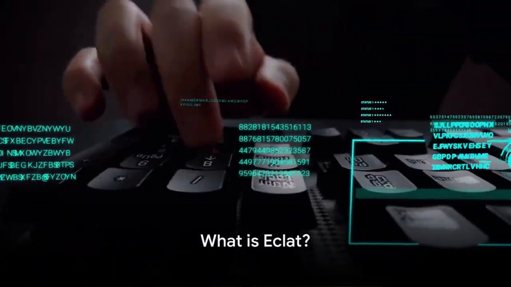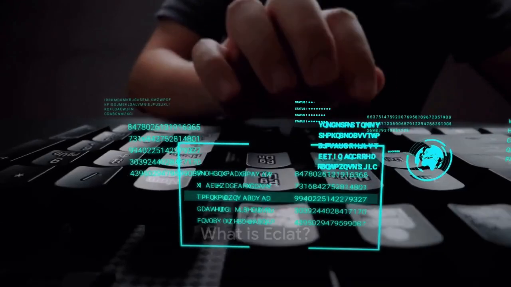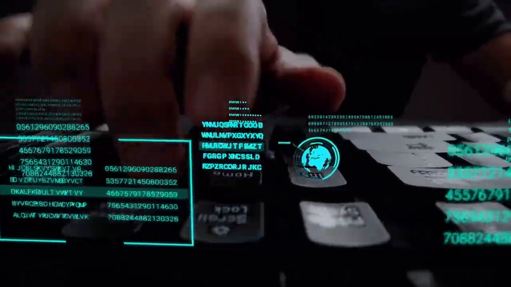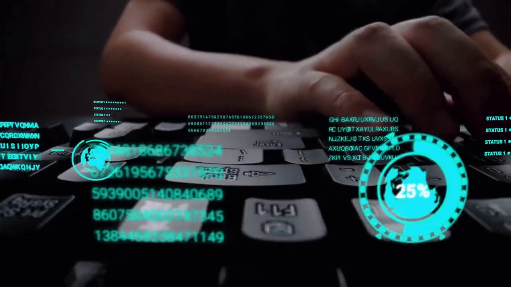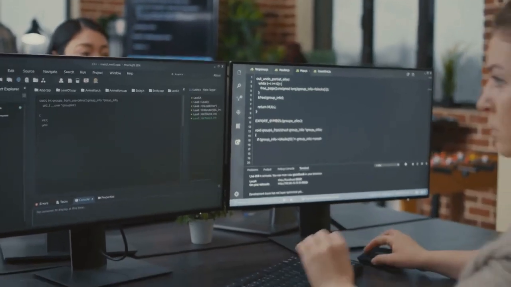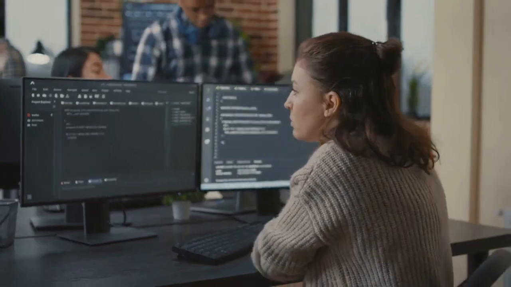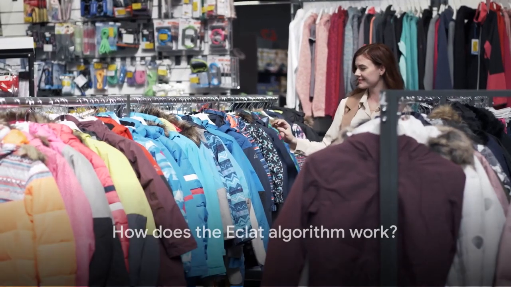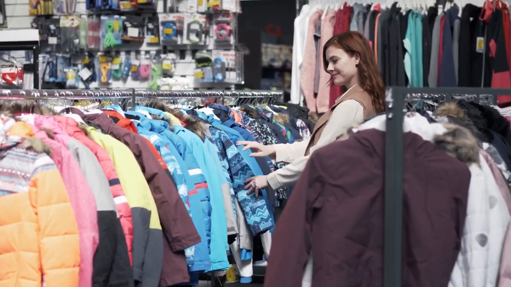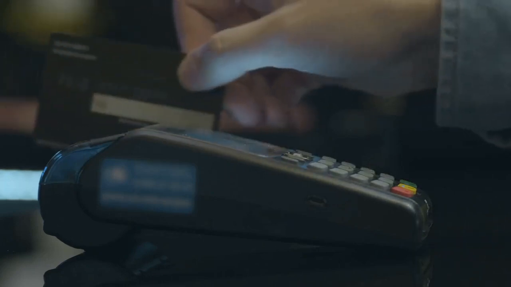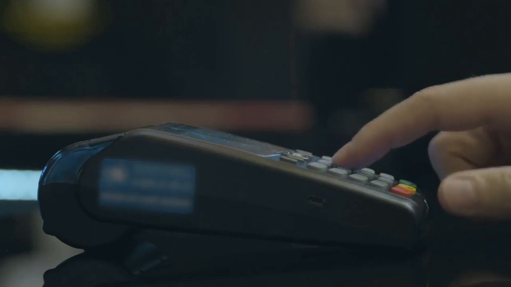Eclat, which stands for Equivalence Class Clustering and Bottom-Up Lattice Traversal, is an algorithm that helps in finding frequent item sets in a transaction database, which in turn aids in generating rules for recommendation systems. So how does the Eclat algorithm work? Imagine a store with various items. Each transaction in this store is a set of items that a customer buys. The Eclat algorithm looks for combinations of items that frequently appear together in these transactions.